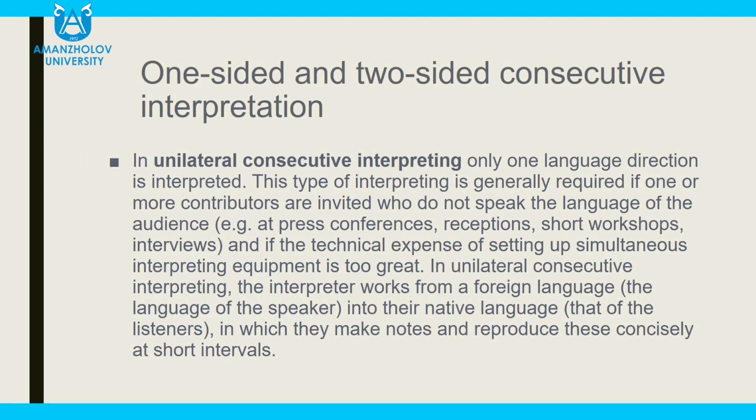One-sided and two-sided consecutive interpretation. In unilateral consecutive interpreting, only one language direction is interpreted. This type of interpreting is generally required if one or more contributors are invited who don't speak the language of the audience. For example, at press conferences, receptions, short workshops, interviews, and if the technical expense of setting up simultaneous interpreting equipment is too great.